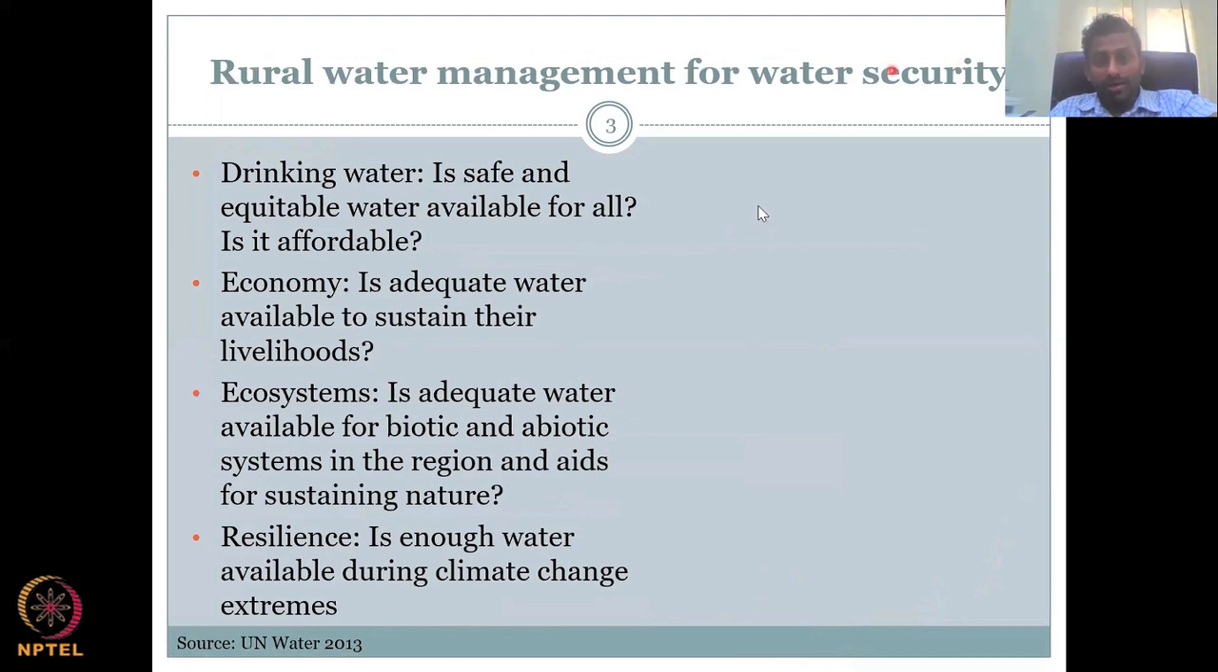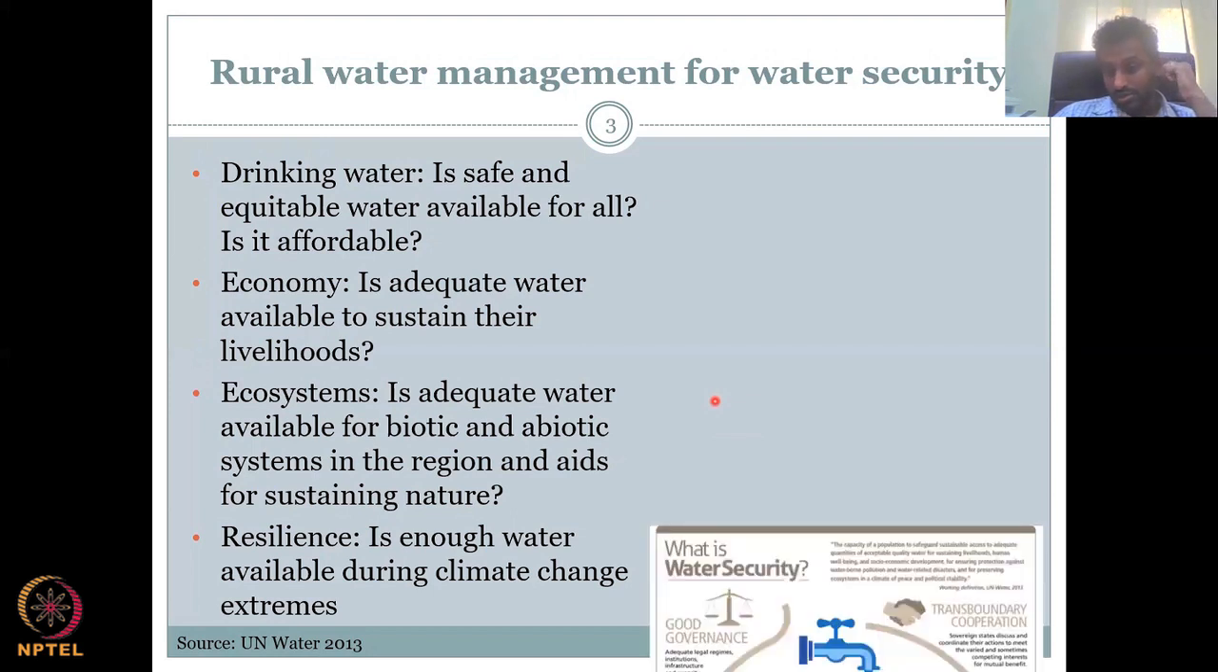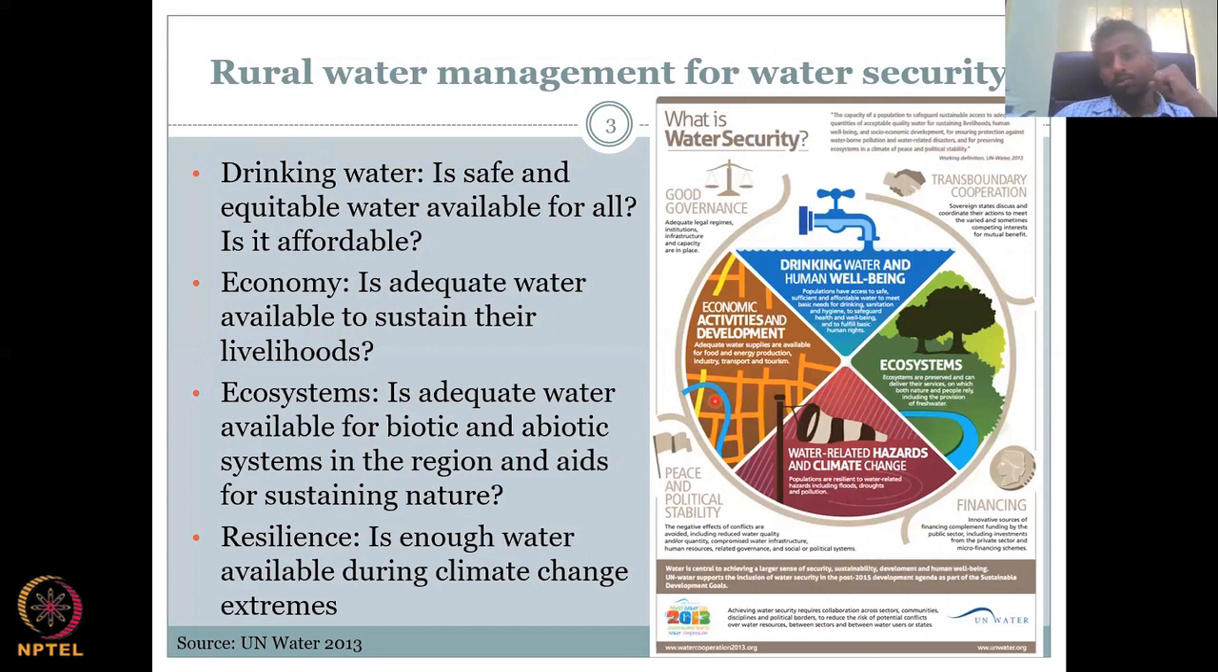Again, I would like to re-stress that rural water management needs water security for all. Water security is defined as: do we have enough drinking water? Is the water available for economic solutions based on all livelihoods? Is there enough water for ecosystem services, which includes biotic and abiotic processes? And is it enough to buffer us during climate change, in other terms, resilience to climate change? We've already discussed this in detail in the last lecture, but I'm bringing you to think about water security in terms of an engineered structure.